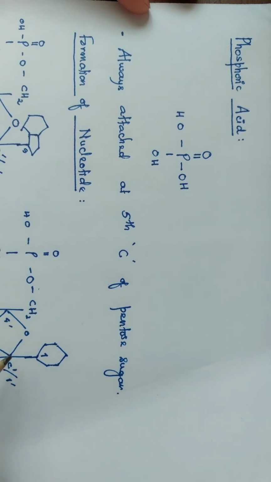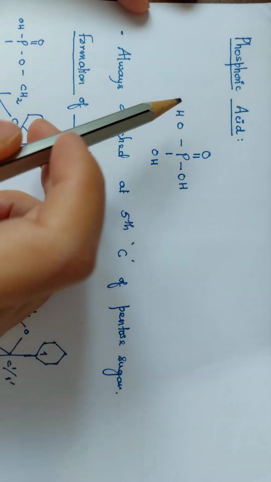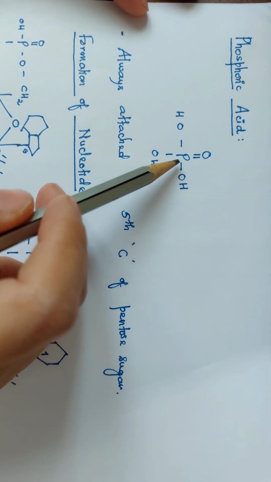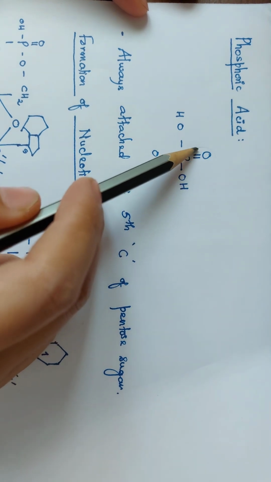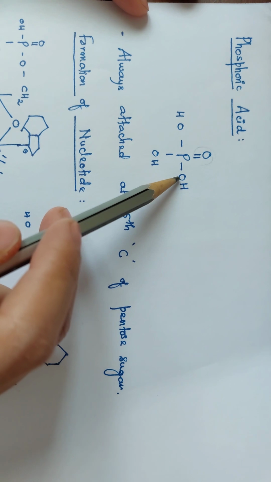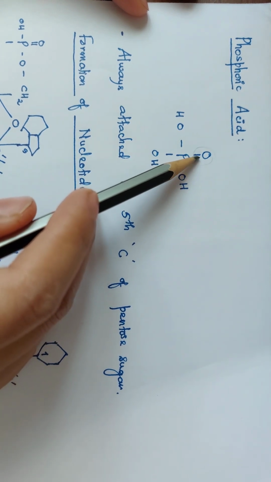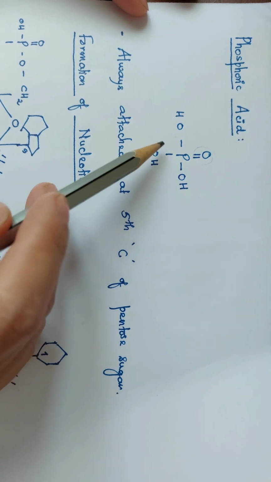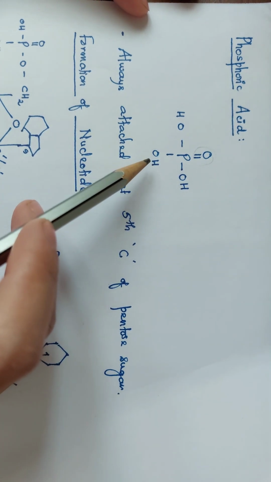Everyone, in today's class, we will understand the third component of the nucleotide, that is phosphoric acid. When we see the figure of phosphoric acid, it has one oxy group and three hydroxyl groups. The oxy group is present here and the hydroxyl groups are present at these three sites. So this is the simple structure of phosphoric acid.